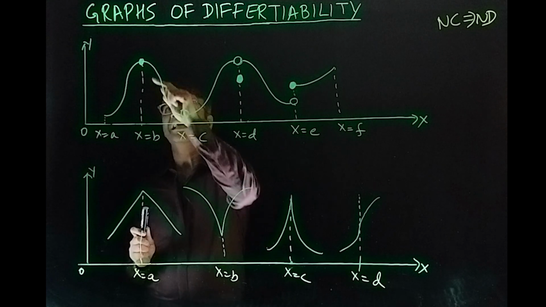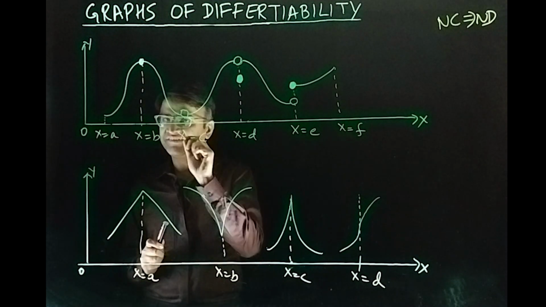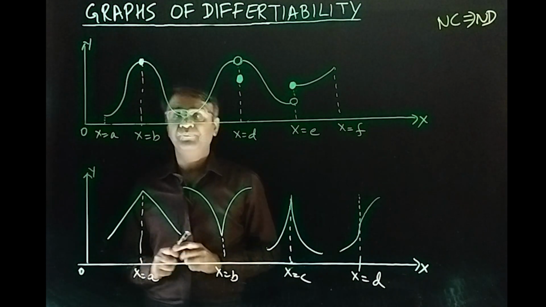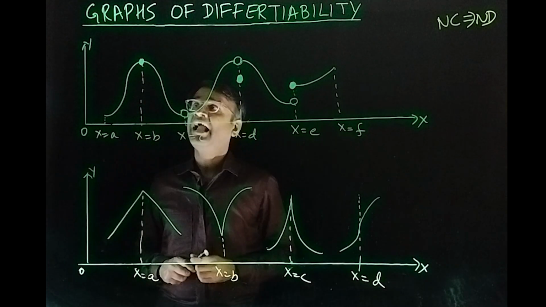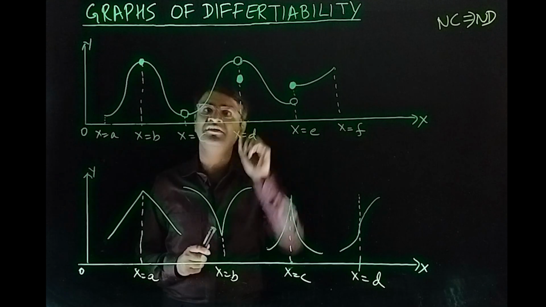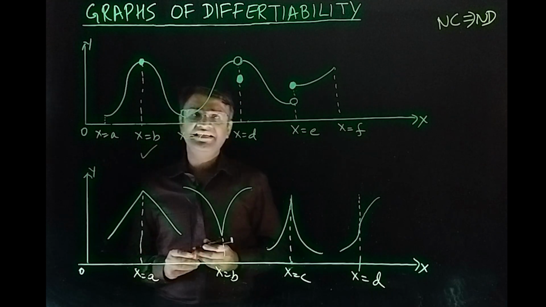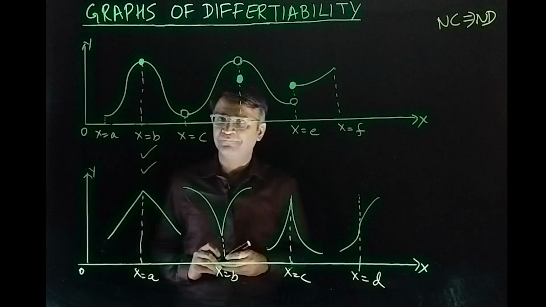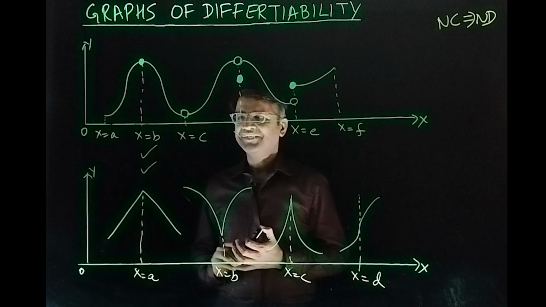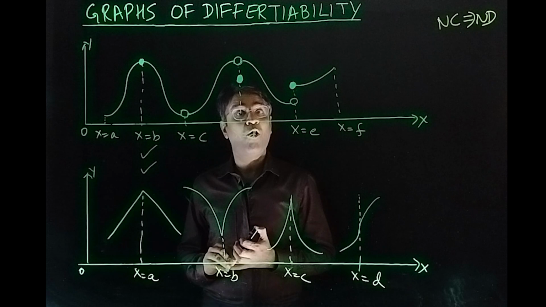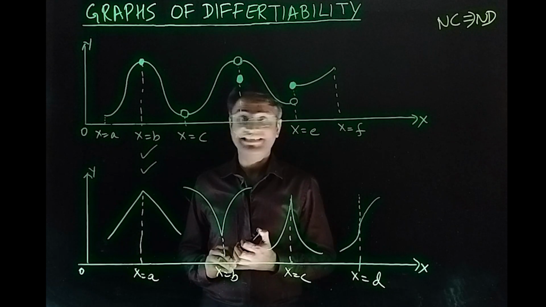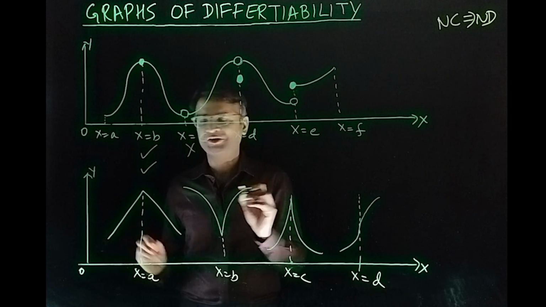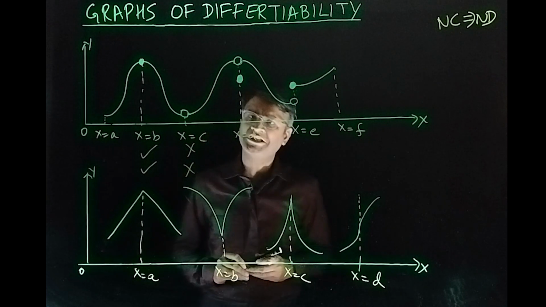Here it is. At x equals b, we see a dark circle, fine, it is defined. And LHL equals RHL because they align, and the dark circle is on the curve, which means yes, it is continuous. If it is continuous, it is differentiable as well. What about this one? At x equals c, we see a hollow circle. What does that mean? It is not defined at x equals c. So it is not continuous. So definitely it is not differentiable.